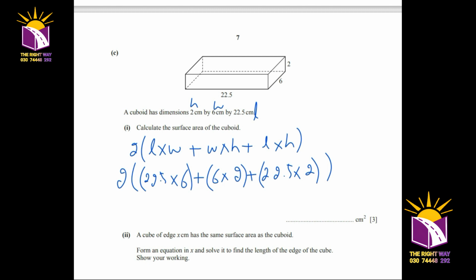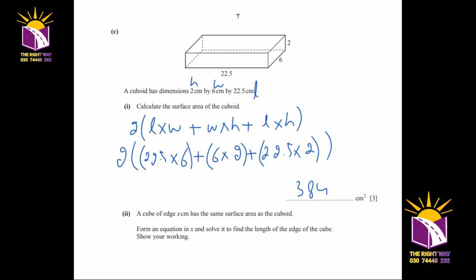2 bracket, 22.5 multiplied by 6 bracket close, plus bracket 6 multiplied by 2 bracket close, plus bracket 22.5 multiplied by 2 bracket close, close brackets. So your answer will be 384 centimeter square. So your answer is 384 centimeter square.